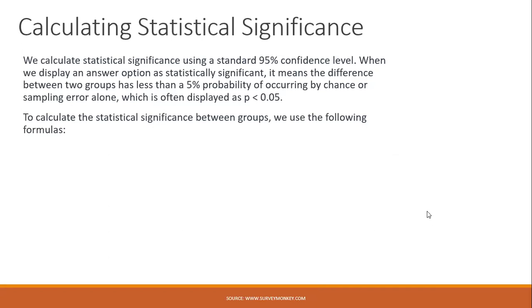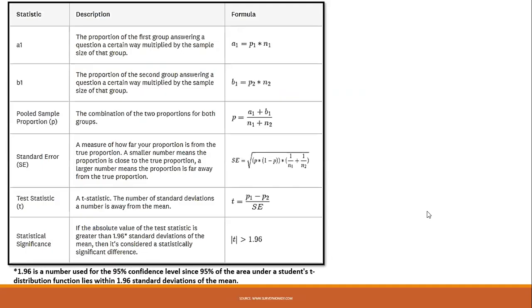To calculate statistical significance, we use a standard 95% confidence level. When we display an answer option as statistically significant, it means the difference between two groups has less than 5% probability of occurring by chance or sampling error alone, which is often displayed as P less than 0.05. To calculate the statistical significance between groups, we'll use the following formulas. So this is the formula. Let's all look at it.